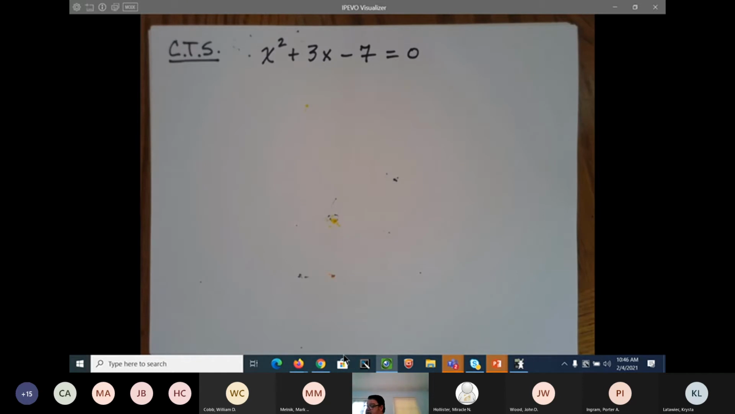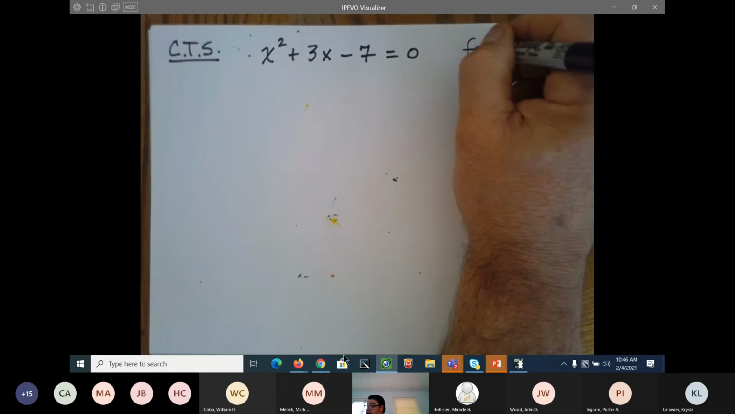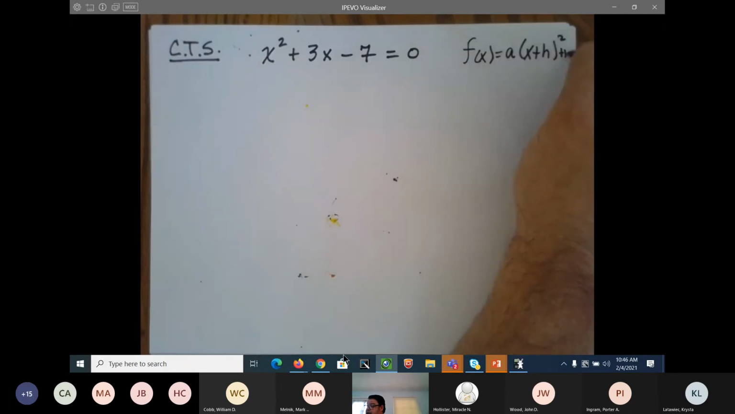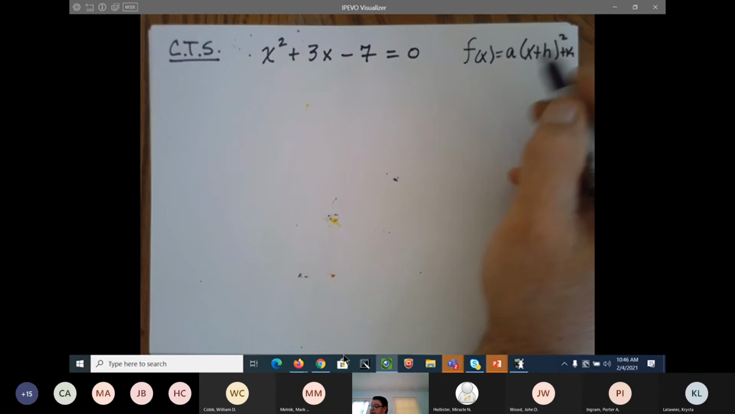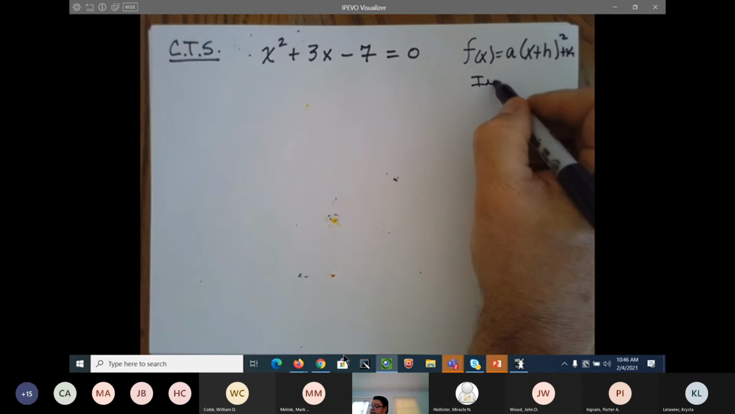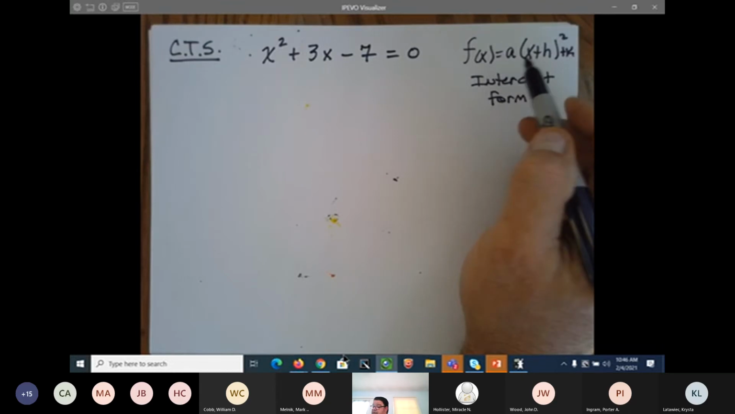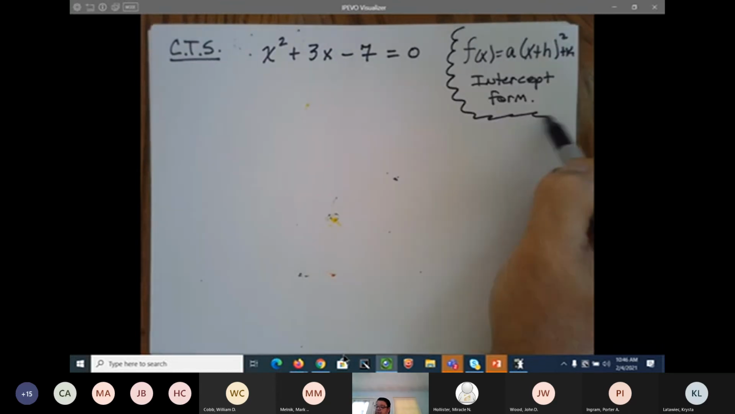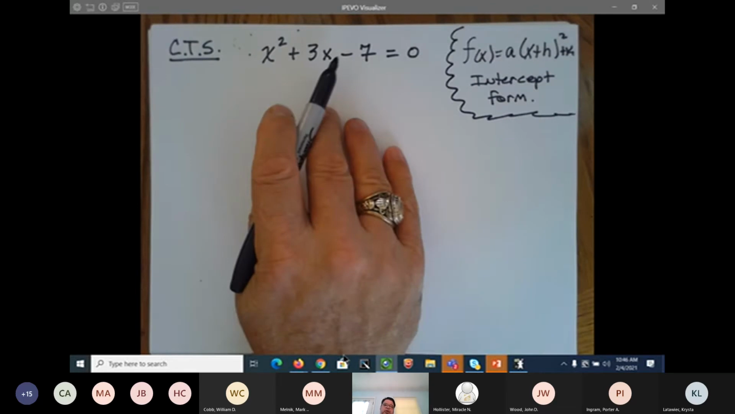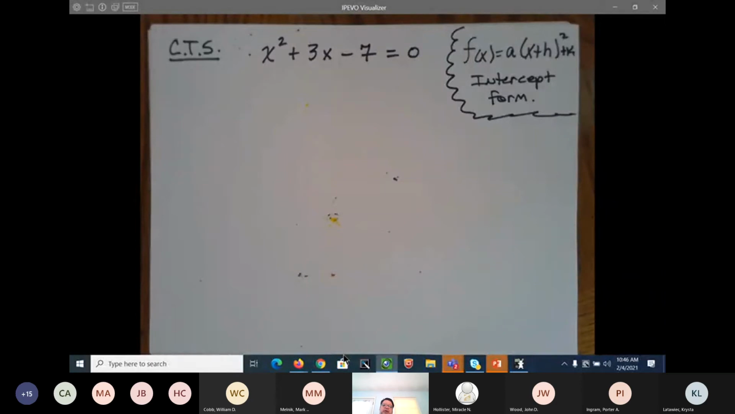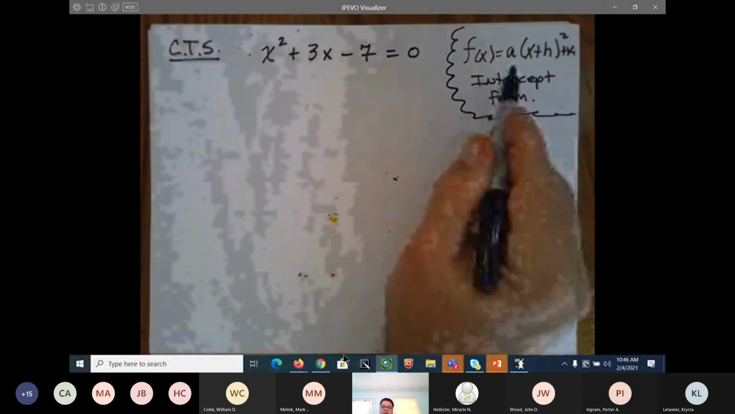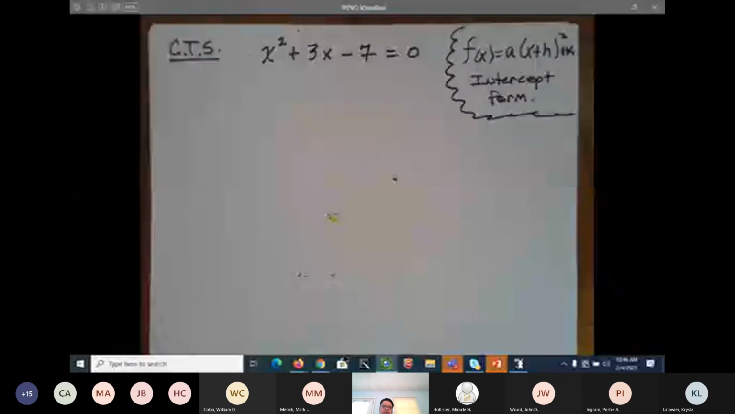f of x is equal to a times x plus h quantity squared plus k. This is called intercept form. Here we can tell what the vertical shift is, what the horizontal shift is, what a is telling us, and that's what I just got through showing you. Now I'm picking up completing the square because it's about the easiest one to show how to get into this form. So that's why a lot of books use completing the square.